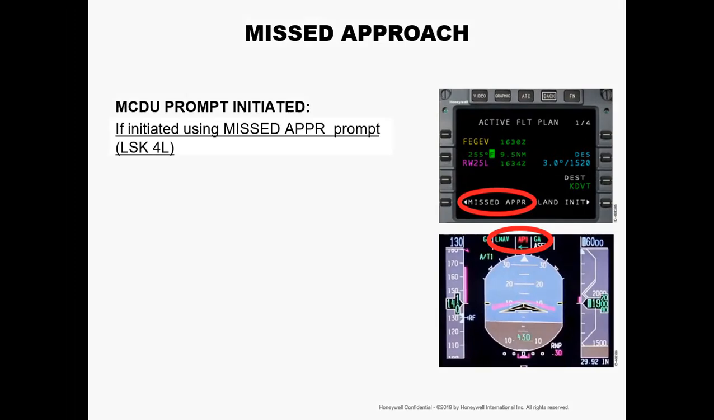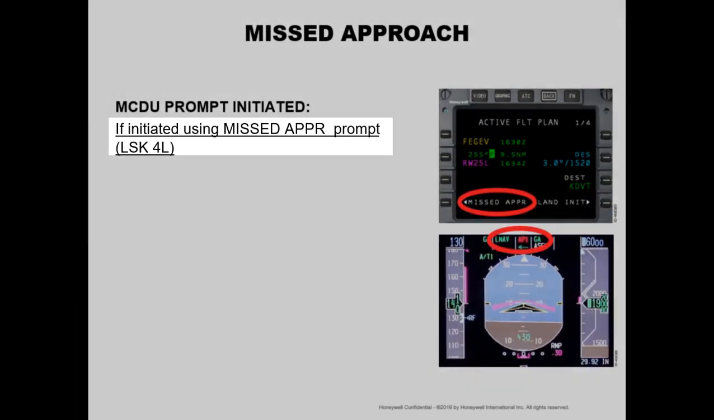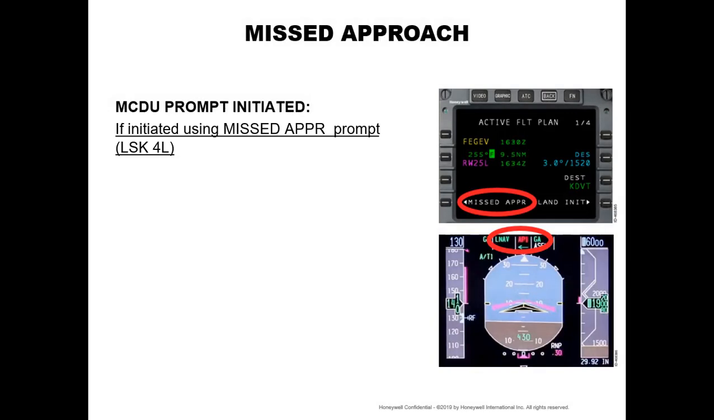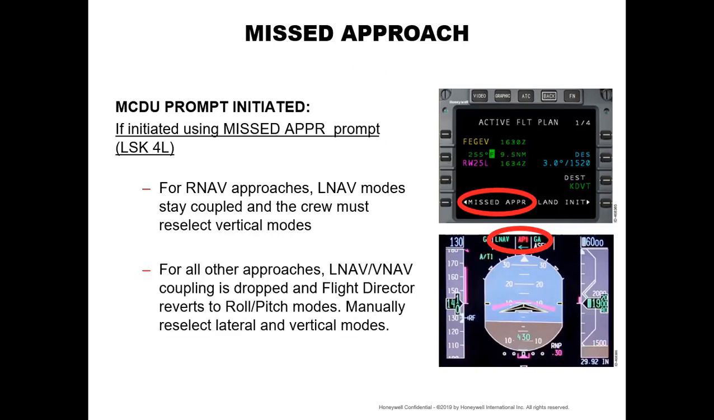If the missed approach is initiated via the missed approach prompt on the MCDU, line select key 4 left, as mentioned previously, either TOGA or selecting the missed approach in the MCDU will insert the missed approach into the active flight plan. For RNAV approaches, LNAV modes stay coupled and the crew must reselect vertical modes. For all other approaches, LNAV/VNAV coupling is dropped and the flight director reverts to roll and pitch modes, and the crew must reselect lateral and vertical modes.